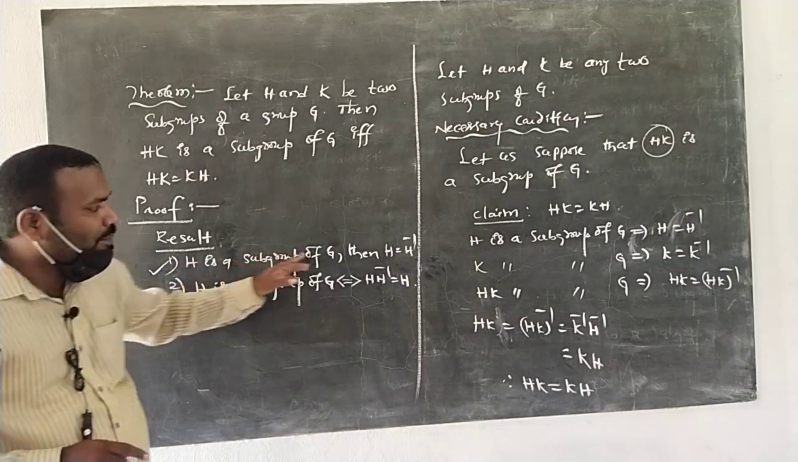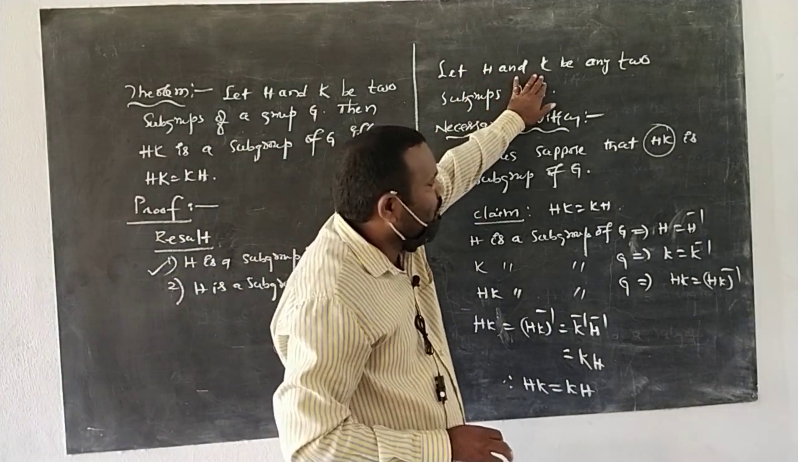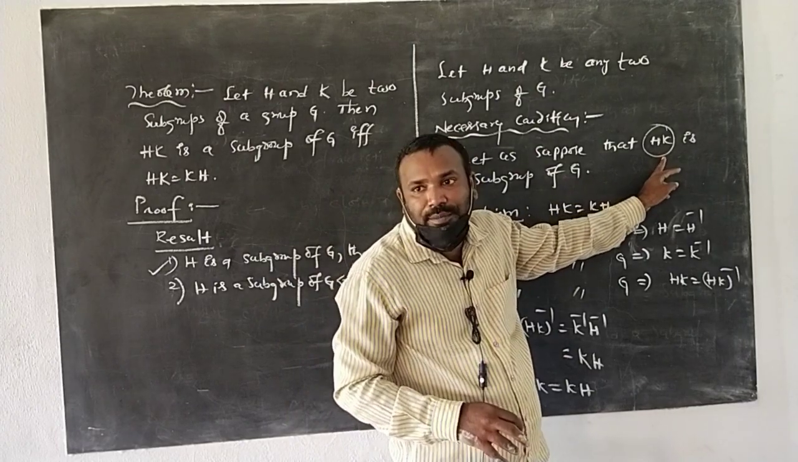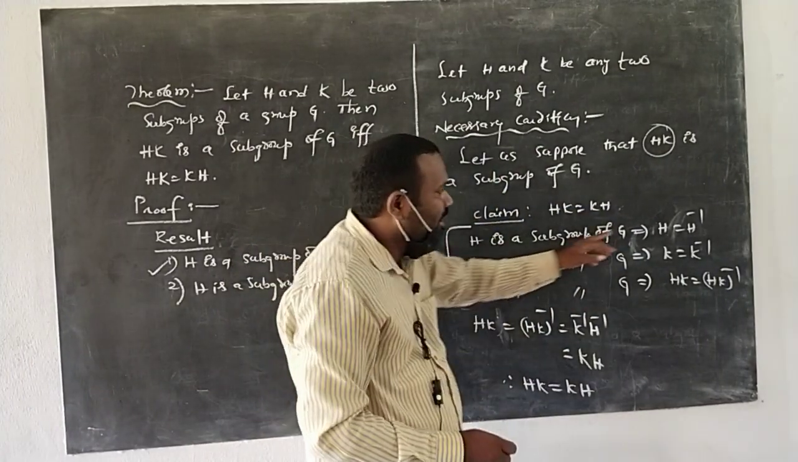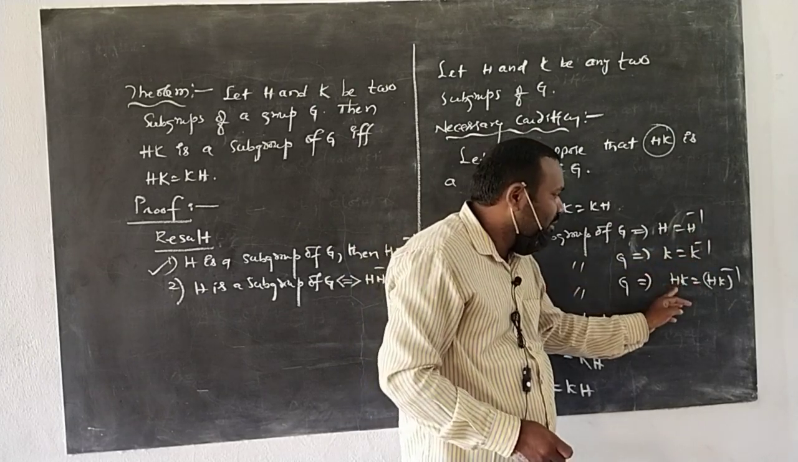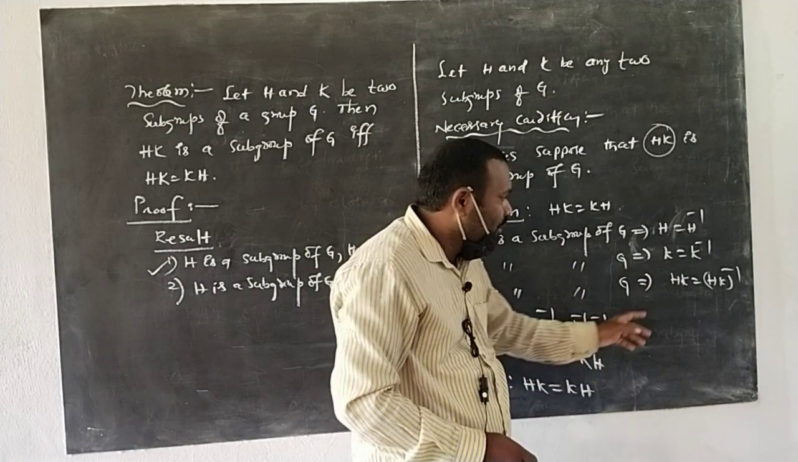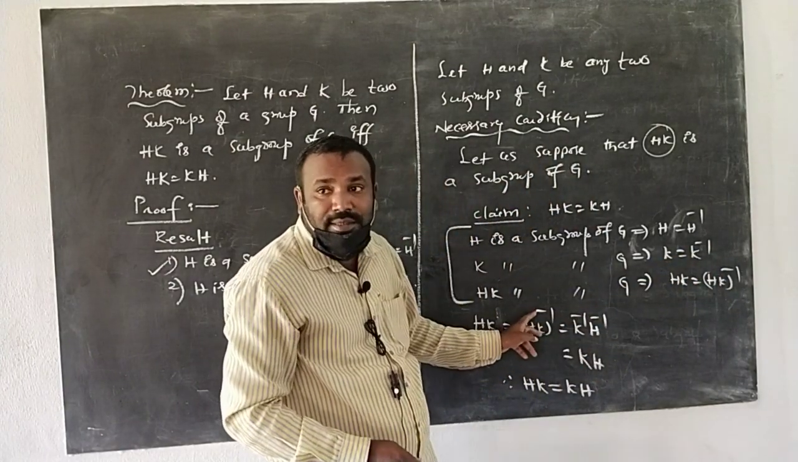If H is a subgroup, you can write H equal to H inverse. Here H and K are two subgroups. In our supposition HK is also a subgroup. So by result 1 you can write H equal to H inverse, K equal to K inverse. HK is a subgroup, so HK equal to HK whole inverse.